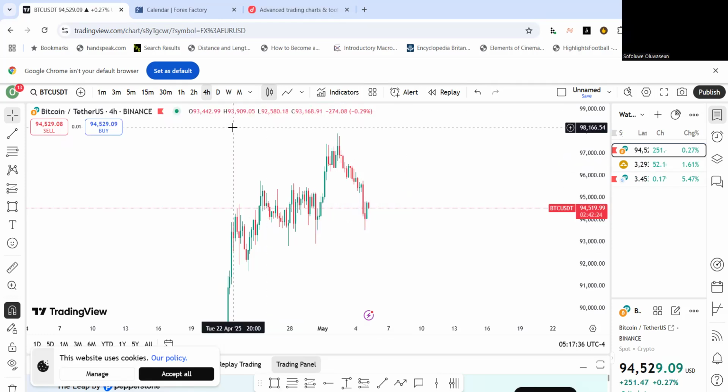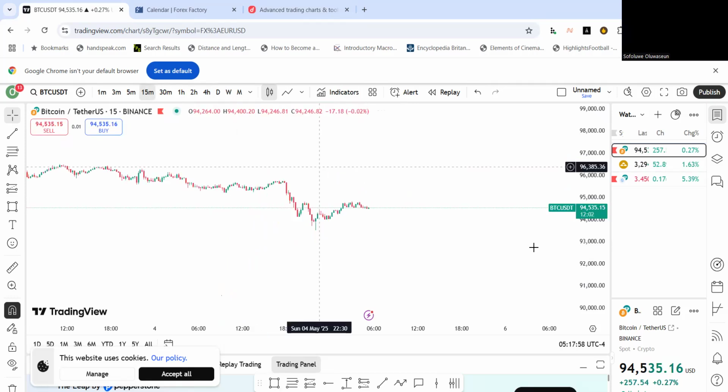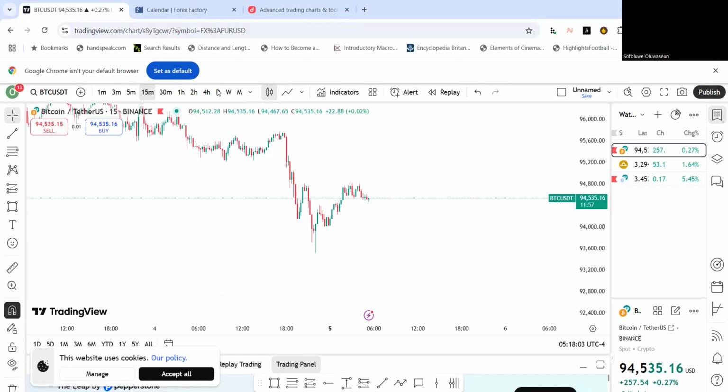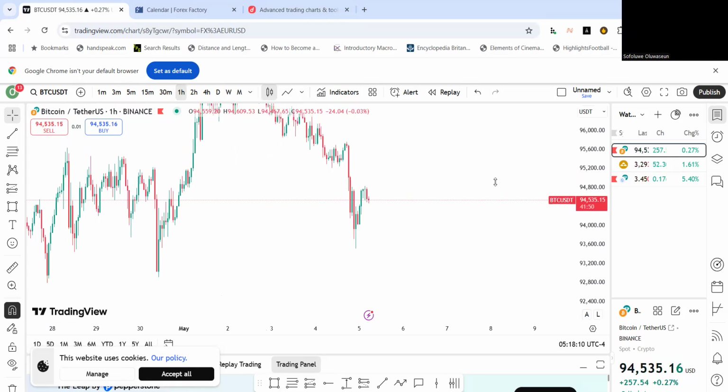Since we know that the weekly view has given us bullish, we're looking for opportunities to buy. Although we can still see some short-term opportunities to sell, let's look at the 1-hour time frame. Okay, I don't know why it's not loading. Let's go to 15 minutes. Okay, so we can see 15 minutes loaded. All right, so let's check that 1 hour again. Yes, this is the 1-hour time frame.